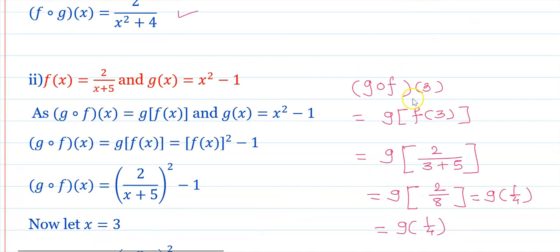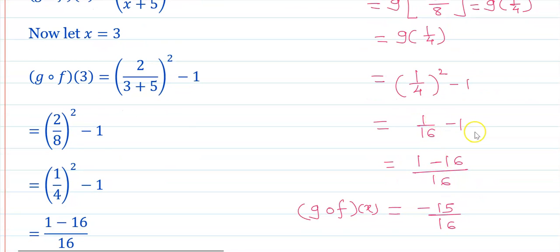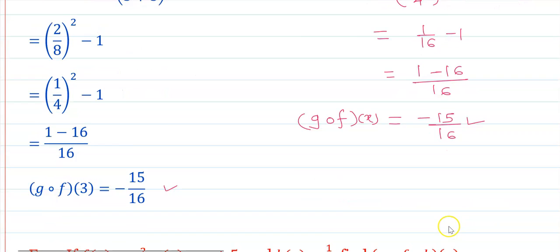You can see here. First, GOF of 3 means what? g of f of 3. But what is f of 3? Replace x by 3, means 2 upon 3 plus 5. That is 2 upon 8, means 1 by 4. Then find g of 1 by 4. But what is g of x? x square minus 1, means 1 by 4 in bracket squared minus 1, means 1 by 16 minus 1. If we simplify it, 1 minus 16 upon 16, means minus 15 upon 16. And this is the answer.